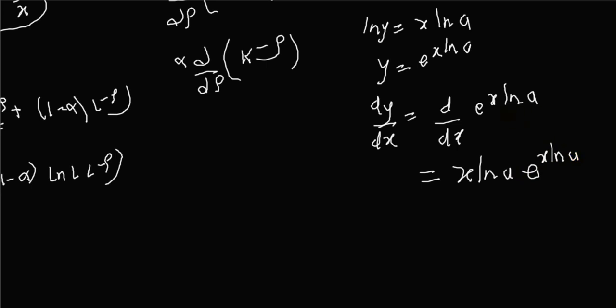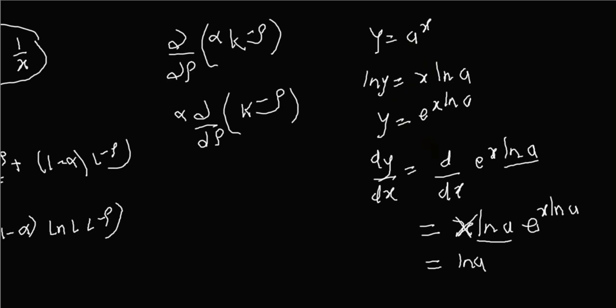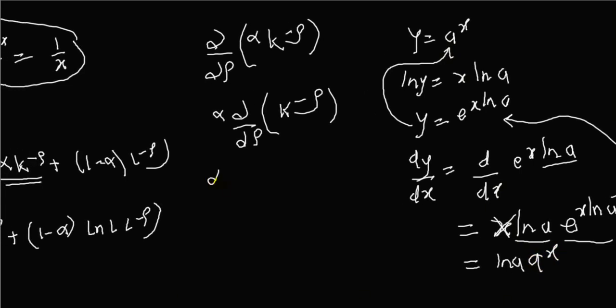Sorry, here it's no x, we must only write ln a because it is constant, and it will be e^(x ln a). So e^(x ln a) ln a is simply e^(x ln a) equals y, and y equals e to the power x, so it's e to the power x. So I can also write here ln, here a means k, and minus rho means x, so I will write k minus rho.